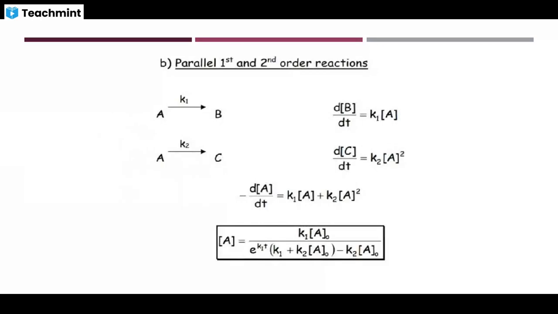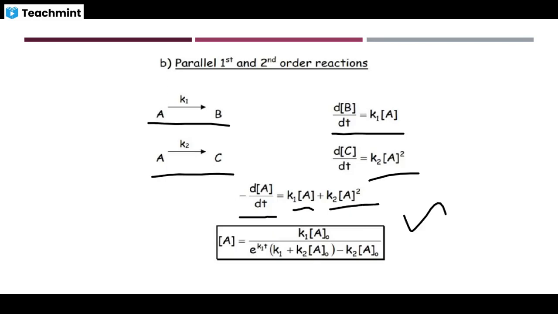Parallel first and second order reaction: A gives B with first order, and A gives C with second order. Then the rate dA by dt equals K1A plus K2A square. Then A equals K1A naught divided by e power K1t, times K1 plus K2A naught, minus K2A naught. Don't muck up these formulas.